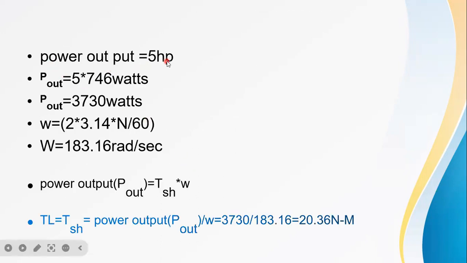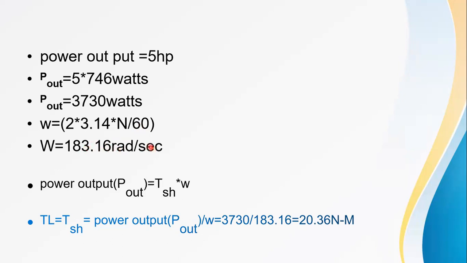Next, the output power is 5 HP. When converted into watts by multiplying by 746, you will get the power output as 3730 watts. We know omega is equal to 2 pi N by 60. It is converted into radians per second, which gives 183.16 radians per second.